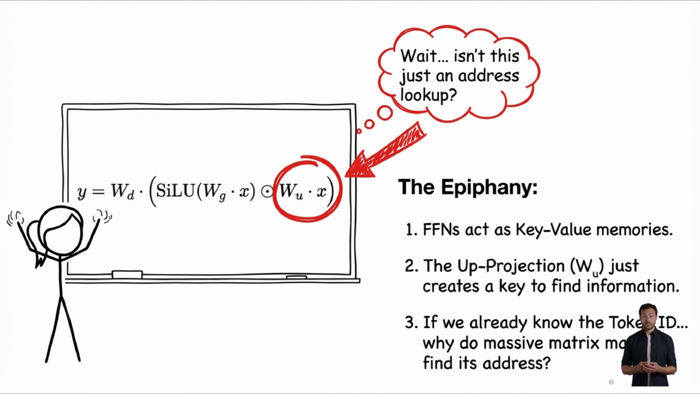But then comes the uncomfortable part. If the token ID already tells us which entry we are dealing with, why spend a massive matrix multiply just to rediscover that address? That sets up the punchline. Token identity can directly select a stored vector, replacing that heavy up projection multiplication with a simple lookup.